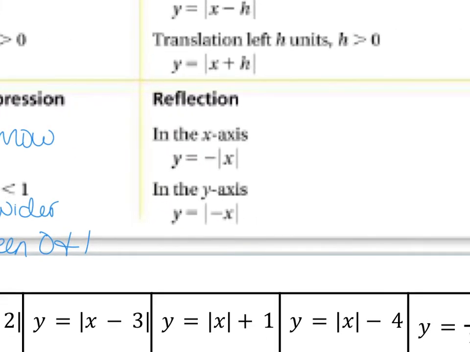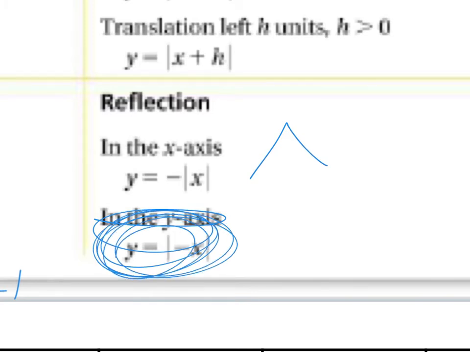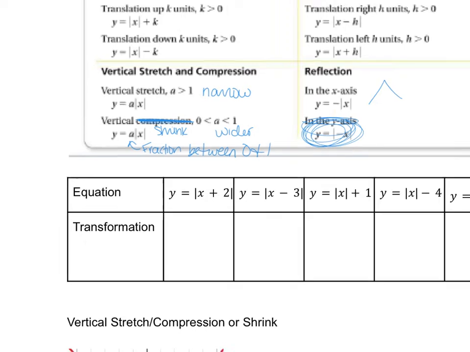The last one we're going to talk about is the reflection in the x-axis. So AKA it's going to be an upside down V. And we're not going to talk about a reflection in the y-axis, this one doesn't come up in this class, so we don't have to worry about that. Okay, this next part is huge. I would definitely recommend filling this out because this is going to be kind of your cheat sheet, and this helps a lot of people.